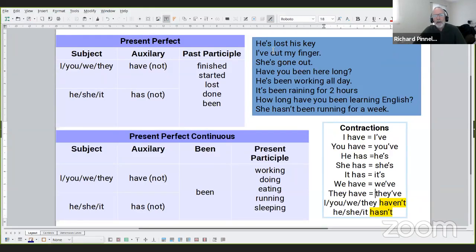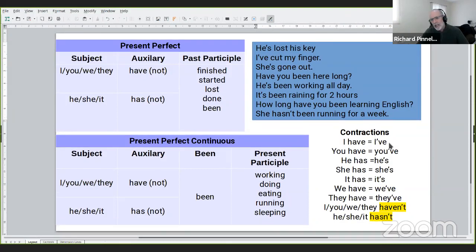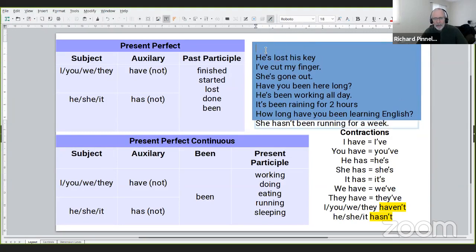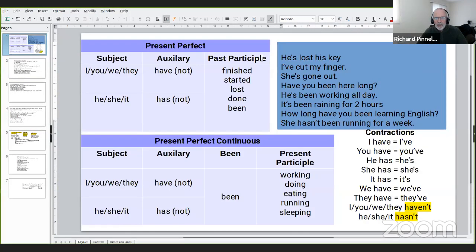So in the examples here, I'm using the contractions. So he's lost his key. He's lost his key, instead of saying he has lost his key. So this S here is the has. Now in another situation, the S could be, for example, if I write here another example, he's a doctor.